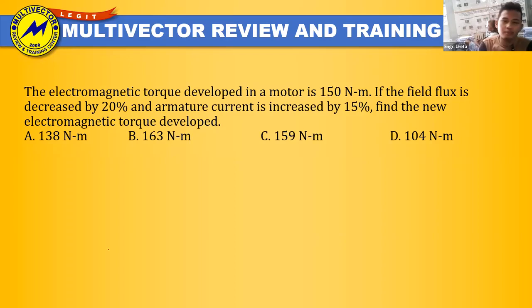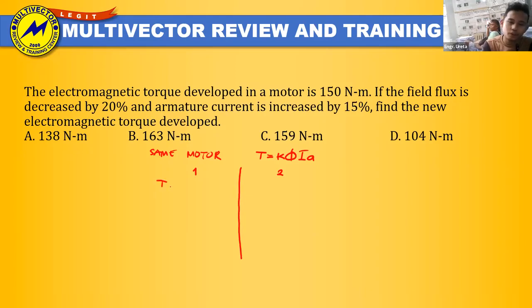So kapag same motor, binabago lang natin yung mga field values or yung mga parameters natin, pwede natin gamitin yung torque formula dito. Torque is just a certain constant K, flux, IA. Dalawa yung condition dito, condition 1 and condition 2. At condition 1, our torque 1 is just equal to 150 Newton-meter. Ang hinahanap is torque 2. Sabi dito, yung original flux natin is flux 1, original armature current natin is IA1.